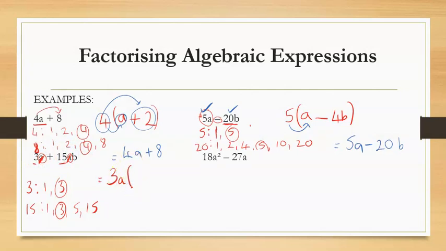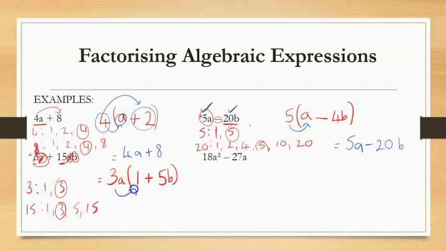Then you open the brackets and you say 3a multiplied by what will give me this 3a? Well, the answer is 1. 1 times 3a is 3a. Then this 15 here, you would say 3 multiplied by what will give me 15? Well, 3 times 5 is 15. And then you can see this is a positive 3 and a positive 15, so that becomes an addition sign. And you can see you've still got this b here. It wasn't part of the common factor process, so you still need to include it here, and then you close the brackets.